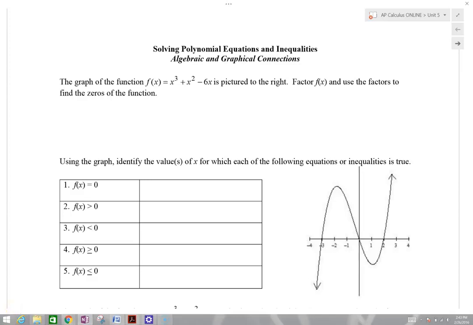Alright, this is Sparks Pre-Calculus. This is day 19. We're going to be solving polynomial equations and inequalities.